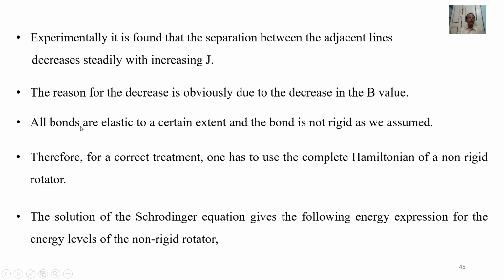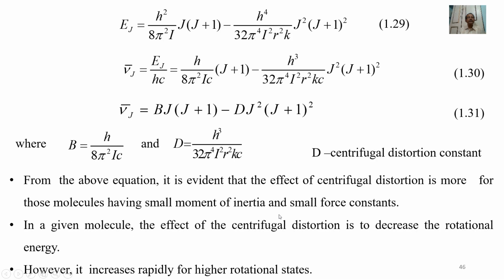All bonds are elastic to a certain extent, and the bond is not rigid as we assumed in the rigid rotor. Therefore, for a correct treatment, one has to use the complete Hamiltonian of a non-rigid rotor. The solution of the Schrödinger equation gives the following expression for the energy levels of the non-rigid rotator, and is given by this. So the second term says about the correction.